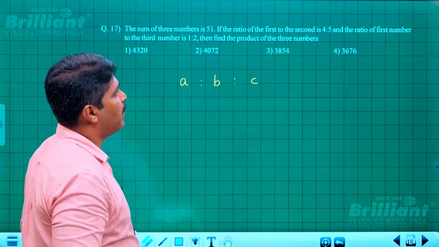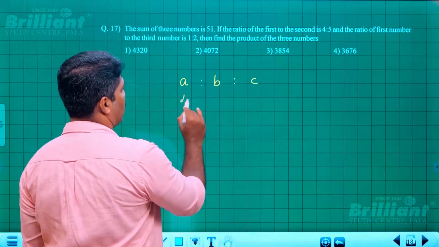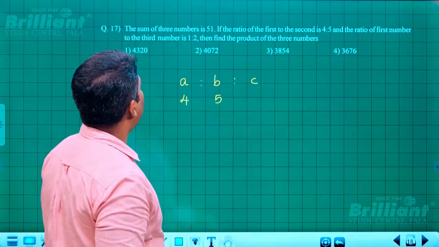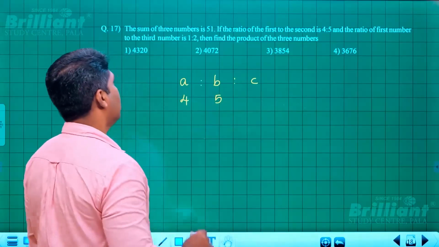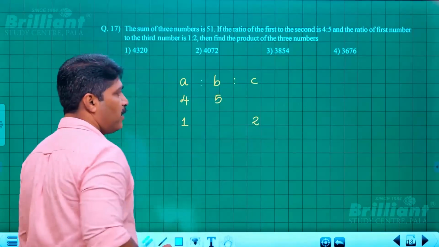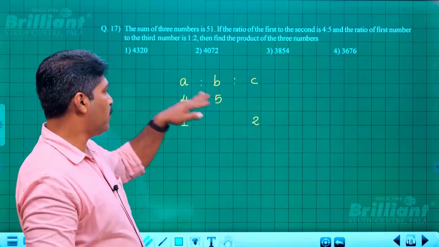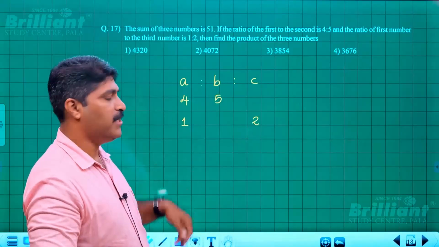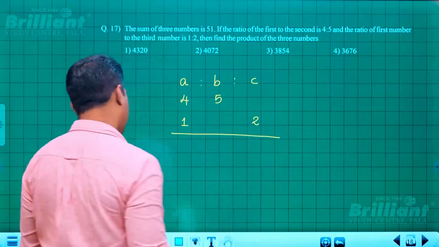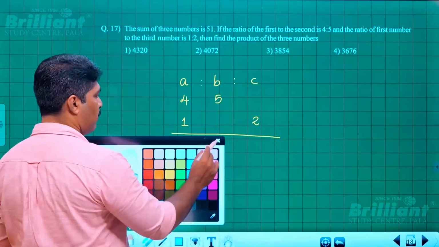Ratio of the first two numbers, first to the second, so 4:5. And the ratio of the first to the third, that is 1:2. So understand the way to write the numbers here. Those two ratios we write in two rows. Then after that, for finding its combined form, what do you have to do?